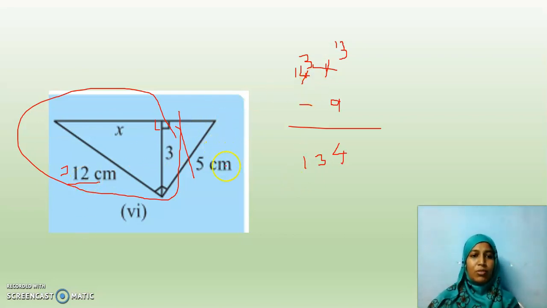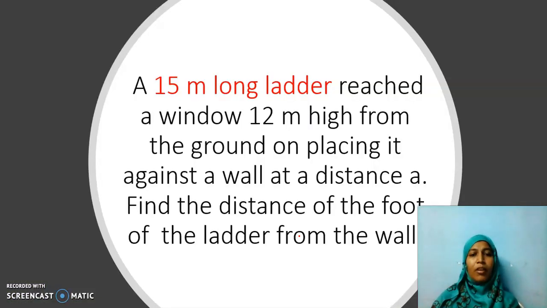Okay, now shall we move to the next question? Here in the next question, we are going to see how this Pythagoras theorem is used in our day-to-day life. Okay, it has enormous applications, many applications. But today we are going to see only two. In the next class, I will show you many applications. Okay, here is the first question.